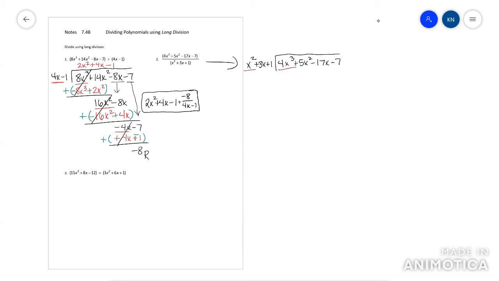So I'm still going to run the process. First term divided by first term. 4x cubed divided by x squared is 4x. I'm then going to distribute this 4x to everything. So it's going to look like this. 4x cubed plus 12x squared plus 4x. Okay, I have to subtract this whole thing. I'm going to distribute my negative sign and change all these signs.